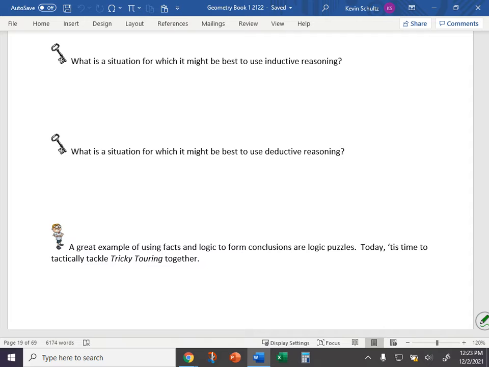Who would like to share what they wrote down for their example of inductive reasoning? Okay, this might very well be a test question where all your answers are going to be different, because I asked you for a personal experience where you made an inductive decision.